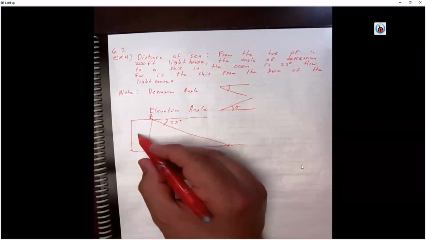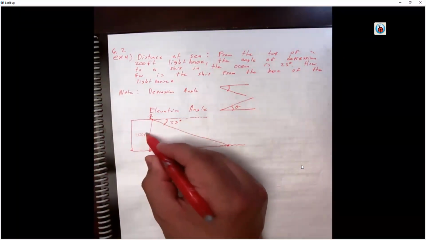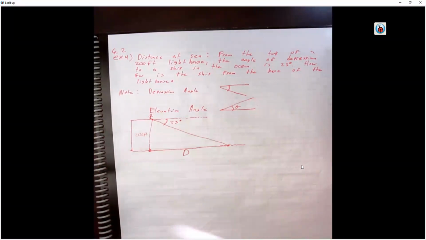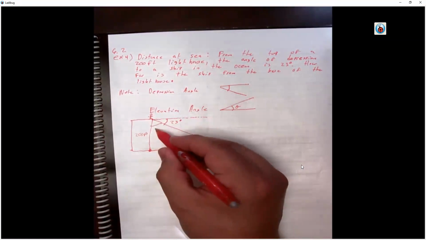Okay. I know the height of the lighthouse is 200, right? You got that information. Can you find this angle here? What is the angle? Yeah. 90 minus 23, that's 67.